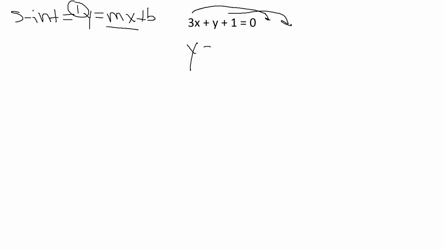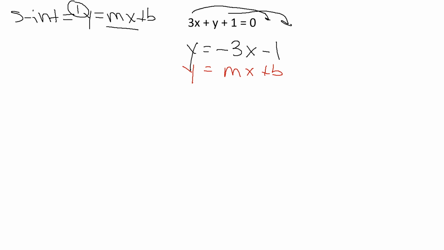So y is going to stay. I'm moving my 3x from the left to the right, so it's going to become negative 3x. I'm going to move my 1 over. It's going to become minus 1. And now all I have to do is line this up. Y equals mx plus b. That's never going to change for slope-intercept form.